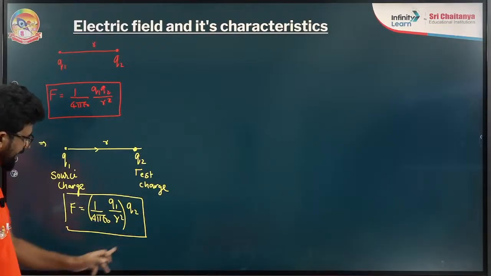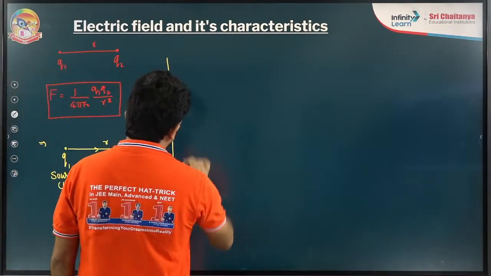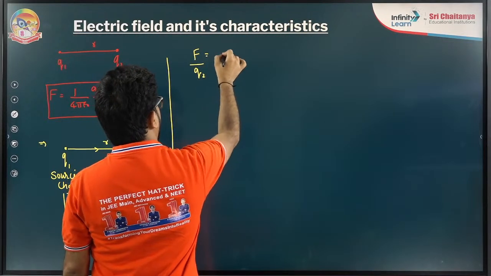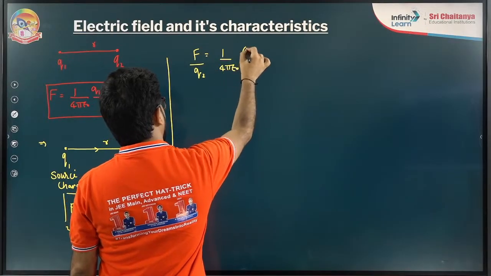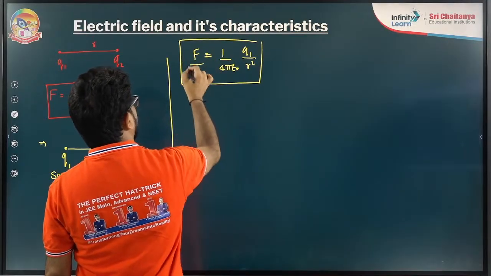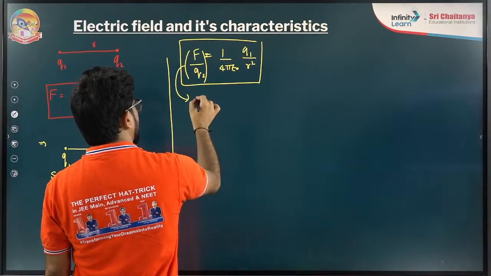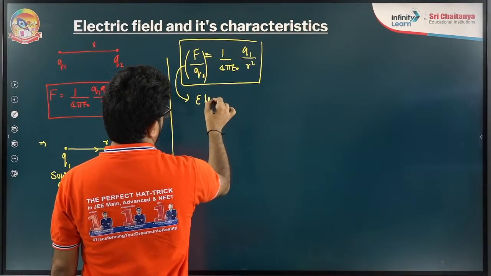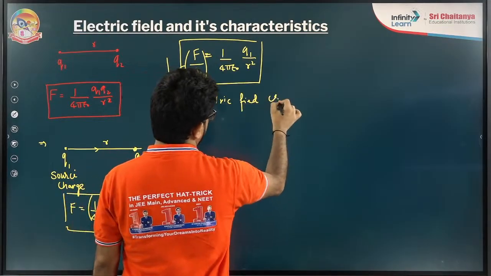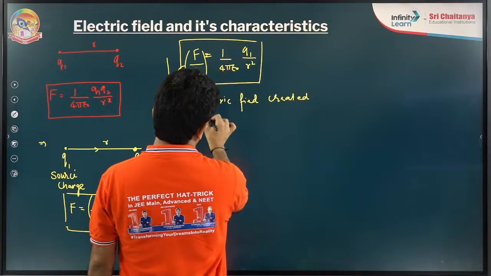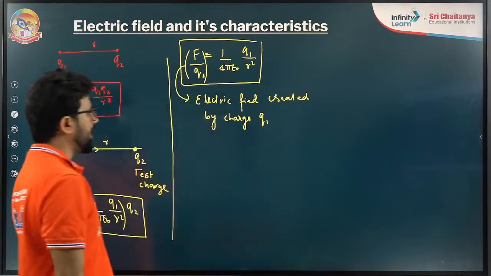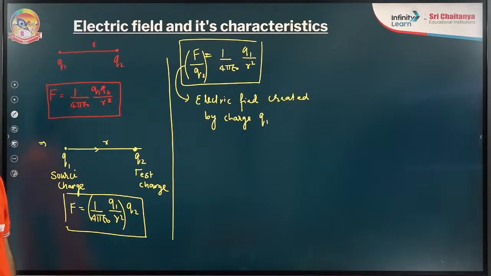So if I divide this force by Q2, then force divided by Q2 is equal to 1 by 4 pi epsilon naught Q1 by R square. This quantity, this ratio, we call the electric field. It is the electric field created by charge Q1.